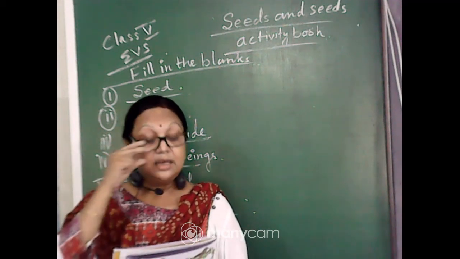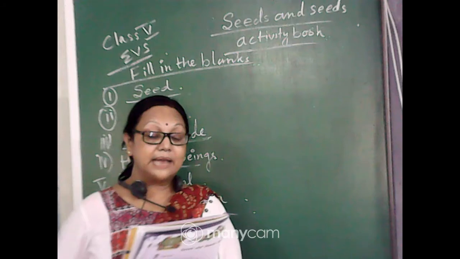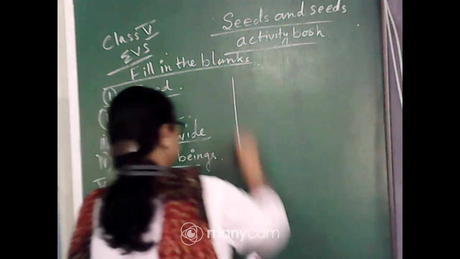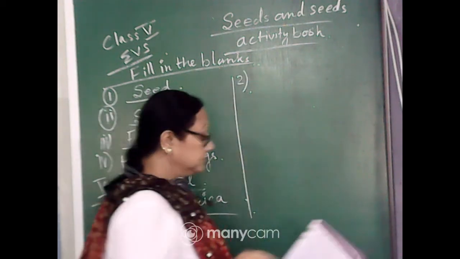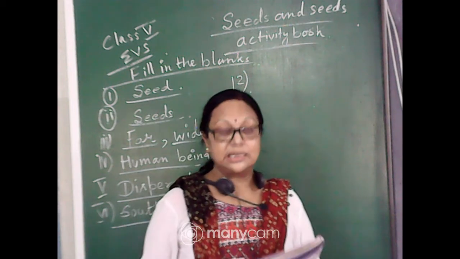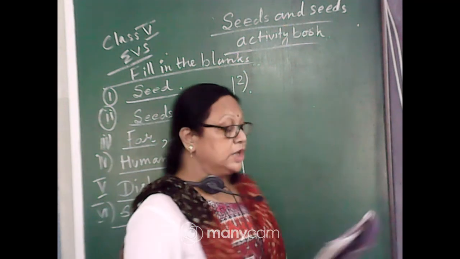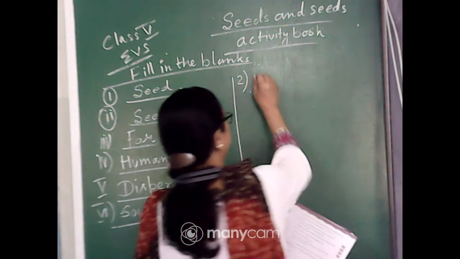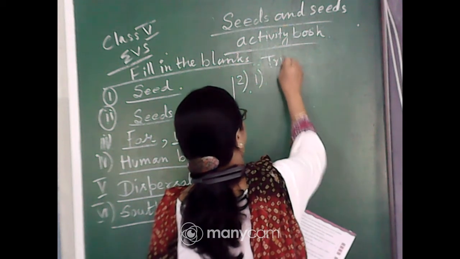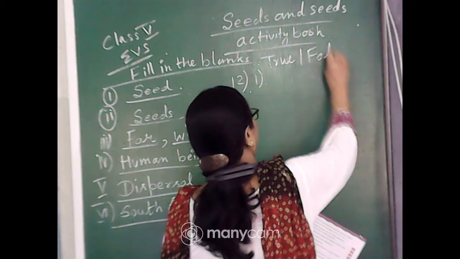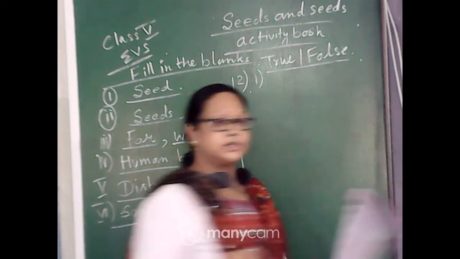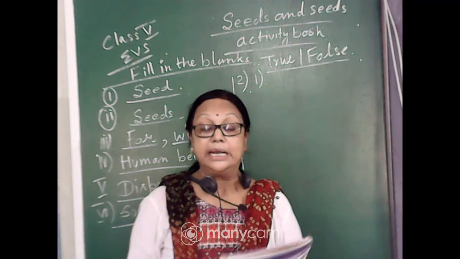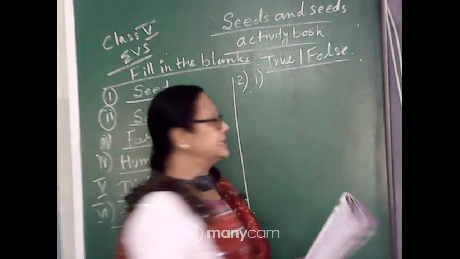Now, true and false are given. Question 2: write T for true statement and F for false statement. The first one is seeds do not require anything to germinate. What would it be? It would be false.